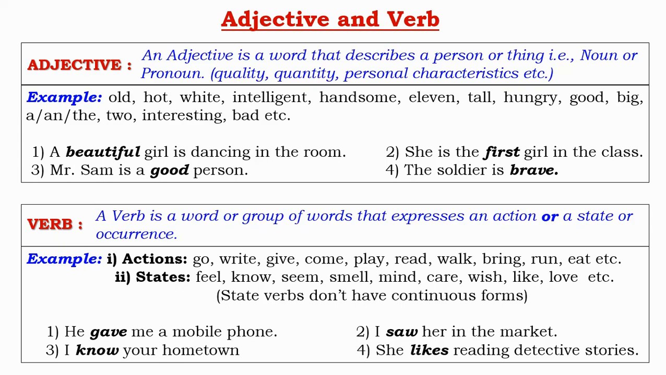He gave me a mobile phone. I saw her in the market. I know your hometown. She likes reading detective stories. You can see the verb words are italicized. The word gave in the first sentence is a verb and past tense of verb give. Next, saw, past tense of see in the second sentence, know in the third, and likes in the last sentence are verbs.